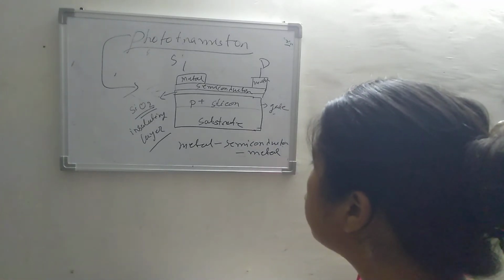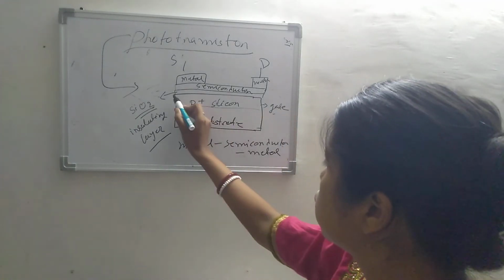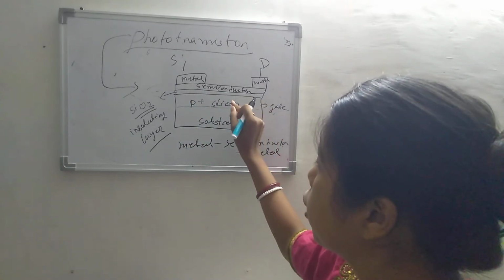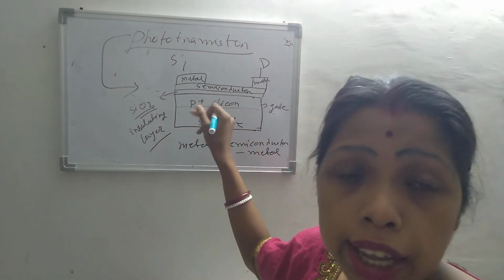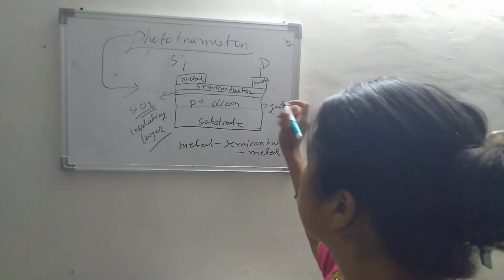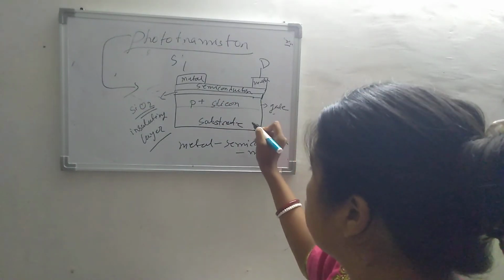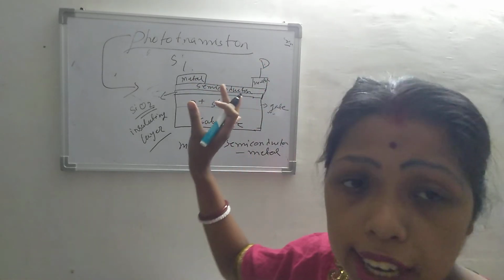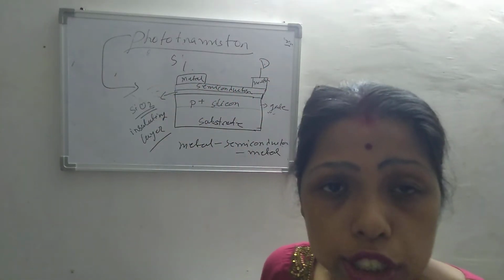Now here you can see this is the silicon layer, the insulating layer. The gate terminal is separated from the semiconductor layer by the insulating layer. Okay, so this is the separation layer. Gate, drain and source. These two metallic layers are defined as the source and the drain.